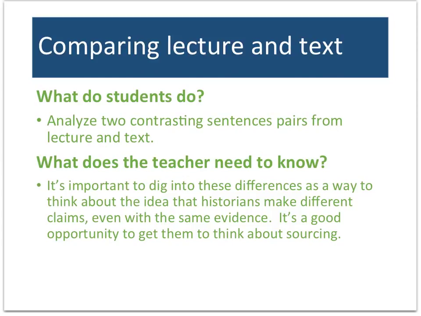So what do you need to know? It's important to really dig into those differences, the nuances in those differences, as a way to think about the idea that historians make different claims even with the same evidence. So it's a good opportunity to get them to think about sourcing. That is, why does this particular historian have this take on it and another historian have this take on it? What could it be about those historians that makes them have these different stances?